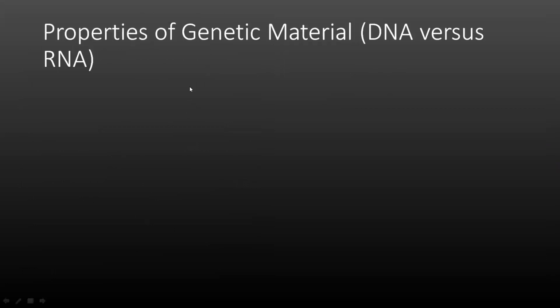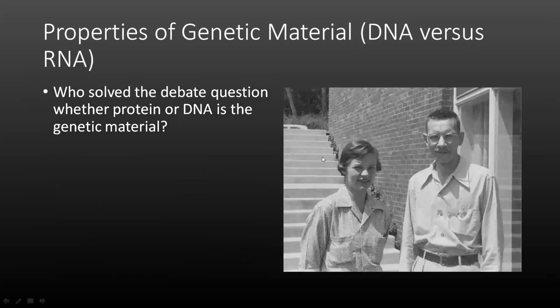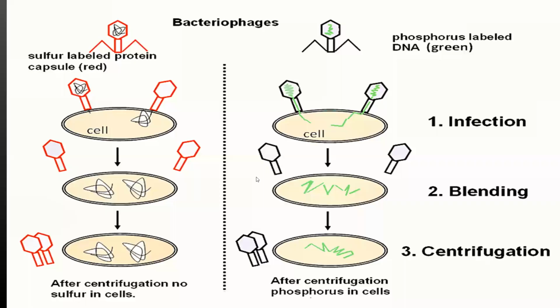Okay. The properties of genetic material, DNA versus RNA. Who solved the debate question whether protein or DNA is the genetic material? Hershey and Chase. They did the experiment on protein and DNA. So they found that DNA was the genetic material. Chase is a girl. Hershey and Chase. Okay, this was the experiment.